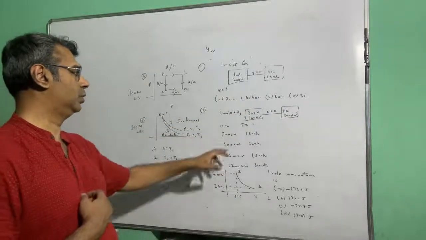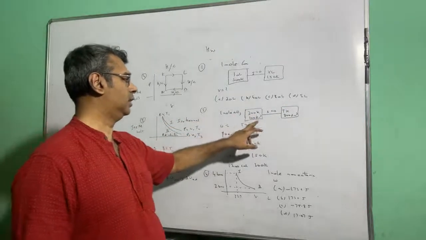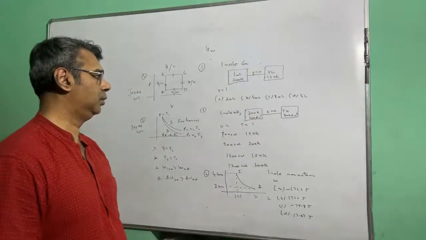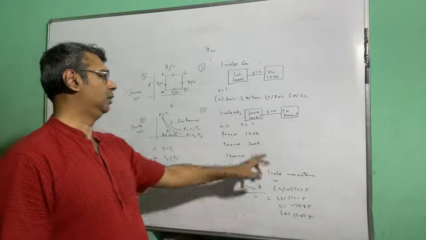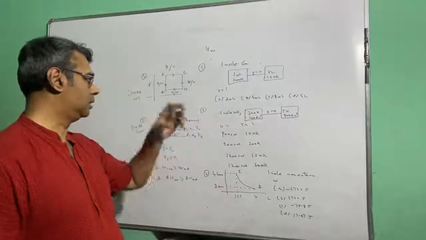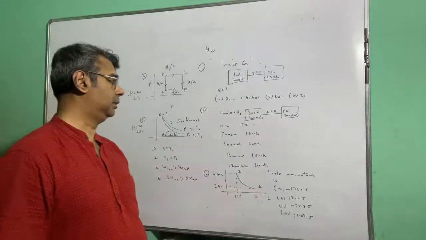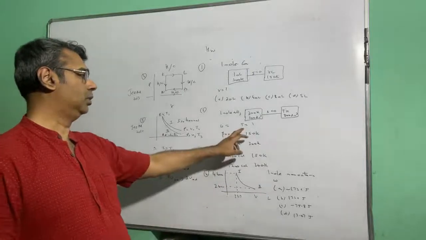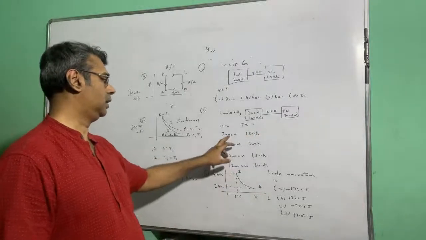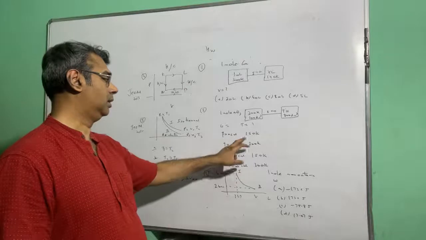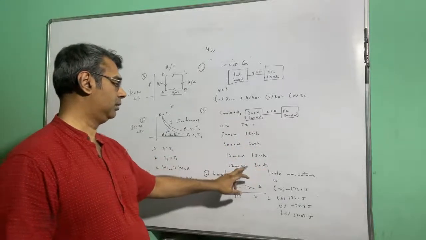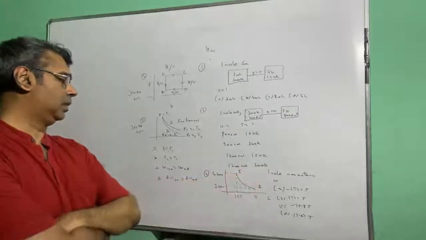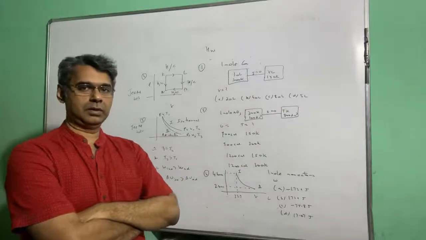Question number 2: you have to take 1 mole of ammonia from 300 Kelvin, 100 decimeter cube, to T Kelvin, 800 decimeter cube, and you have to do it adiabatically. So what is the work done and what is the temperature? What is W and what is T? The options are 900 calorie 150 Kelvin, 900 calorie 300 Kelvin, 1200 calorie 150 Kelvin, and 1200 calorie 300 Kelvin.